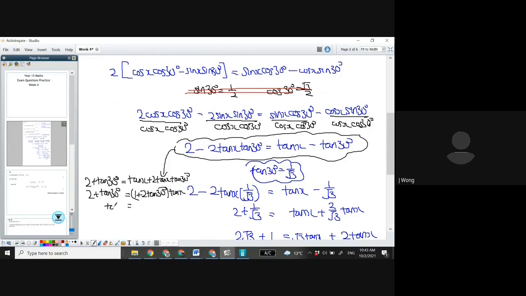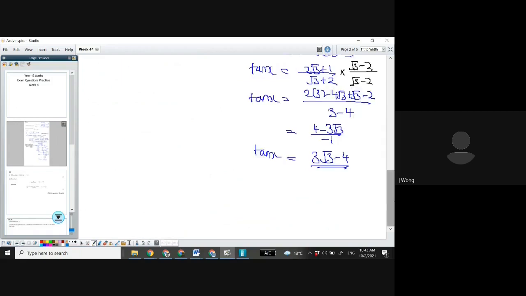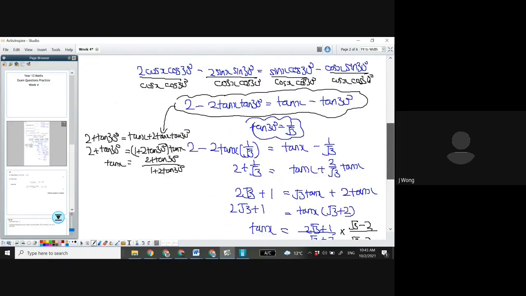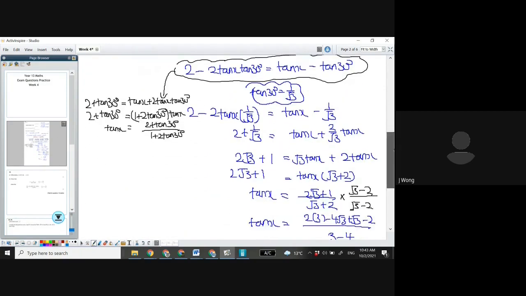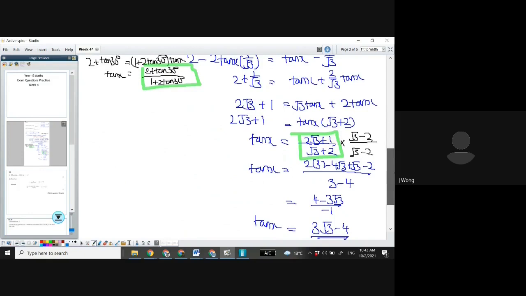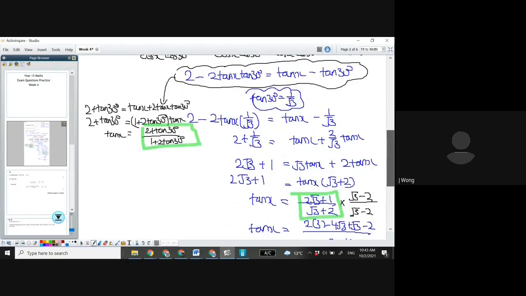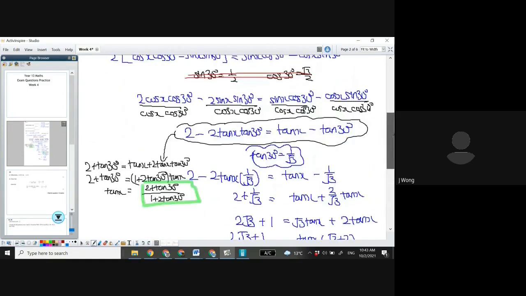If you like this more, then you will have 2 plus tan 30 all divided by 1 plus 2 tan 30 first, and then you could substitute tan 30, which is 1 over root 3, and you'll get to this step right here. Okay, so see which way you like better, but ultimately you'll get to the same answer, just 3 root 3 minus 4.